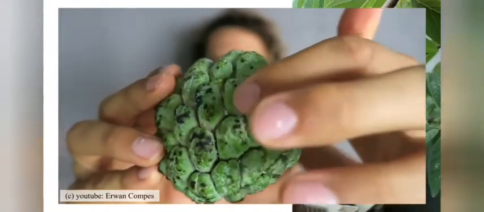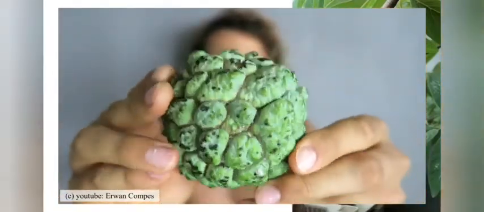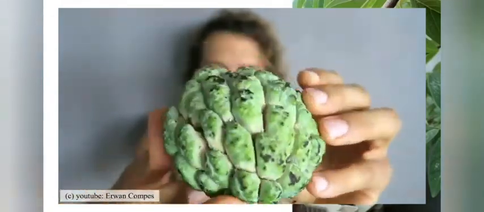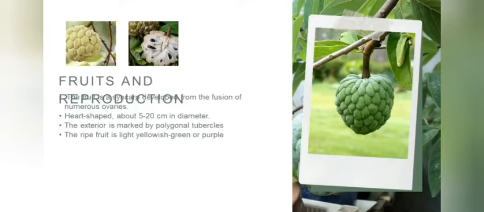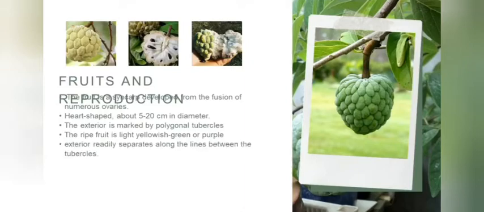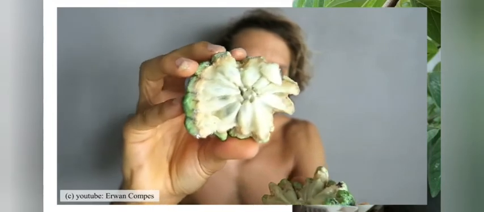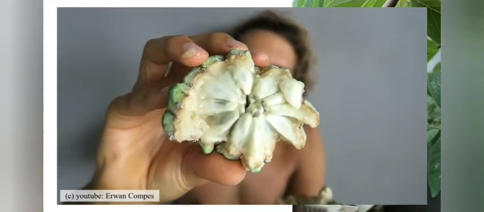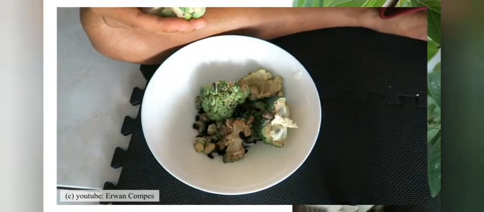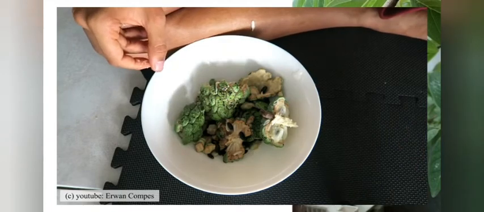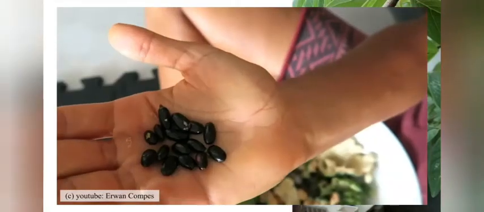Fruits and reproduction. The fruit is a syncarp developed from the fusion of numerous ovaries. It is regularly heart-shaped. The exterior is marked by polygonal tubercles which correspond to the fused carpels from which the fruit is formed. The ripe fruit is light yellowish, green or purple, and the exterior readily separates along the lines between the tubercles. The flesh is white, soft, and juicy with a mild, agreeable flavor.